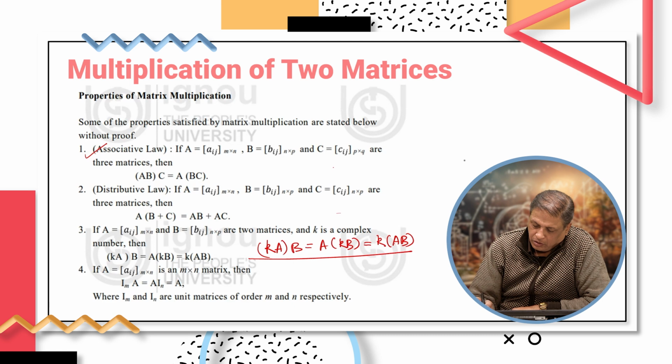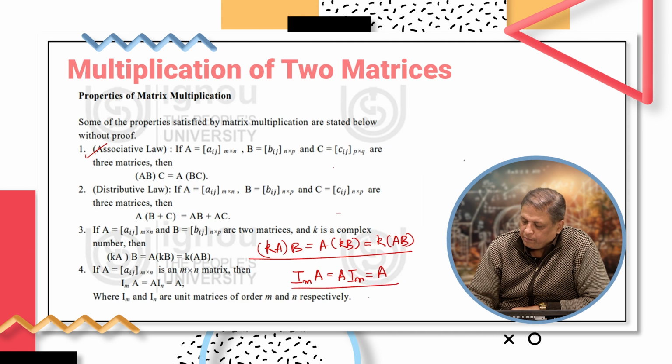And we also have the identity matrix. If the identity matrix of order m is multiplied by A, then we can write it like that, and this is equal to A. That means multiplying any matrix with the identity matrix is like multiplying any number with 1, which gives the number itself. So the identity matrix multiplied by a matrix will give us the same matrix.